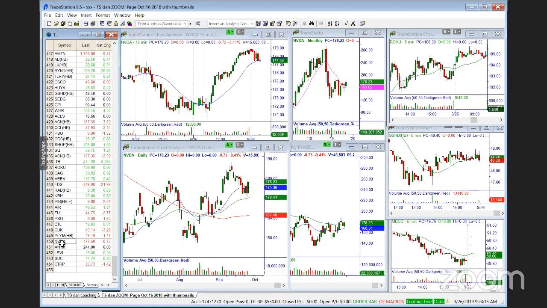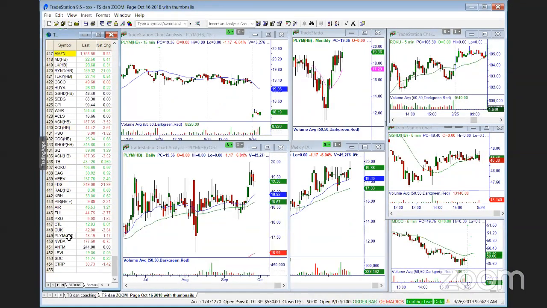NVIDIA, some of these semis had a nice reversal bar. So over yesterday's high, I like this as a put spread. I think this had earnings. It's a mess. I don't like the way it trades. It's a bearish gap way the heck down here, but I have no interest in it.